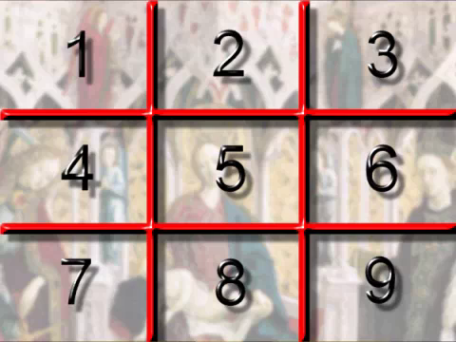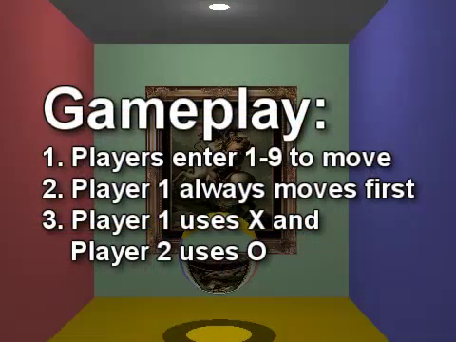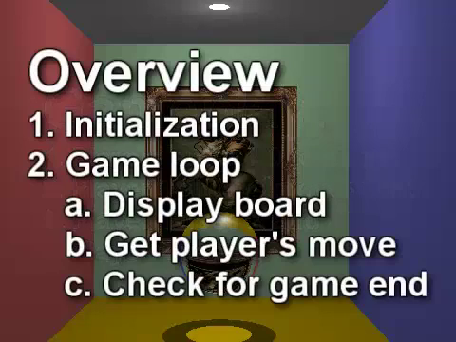The game that we are programming is Tic Tac Toe, and it uses a board that is numbered 1 through 9, like this one. On each turn, players enter a number to choose a move. To simplify the programming, we have assumed that player 1 always moves first and uses X's. Player 2 uses O's.